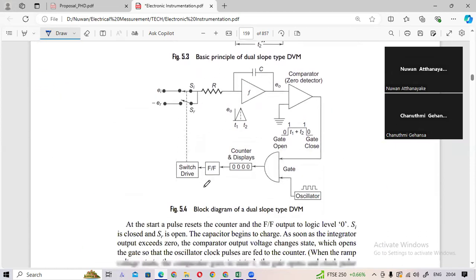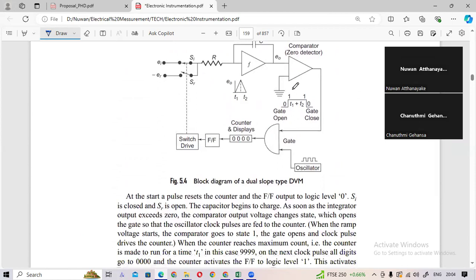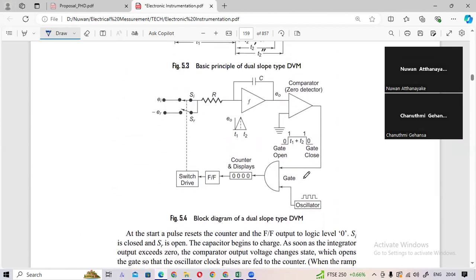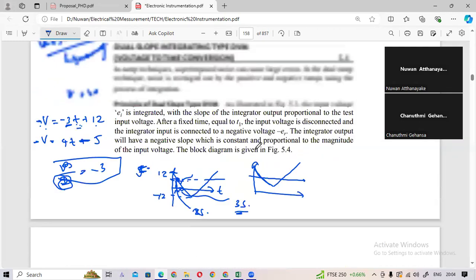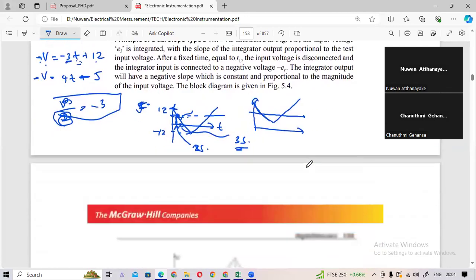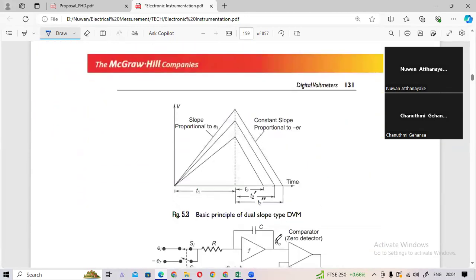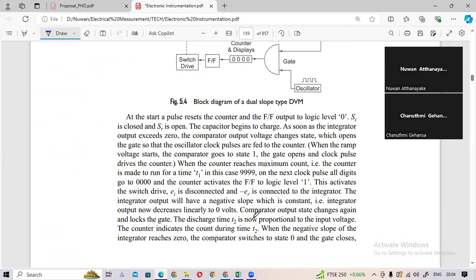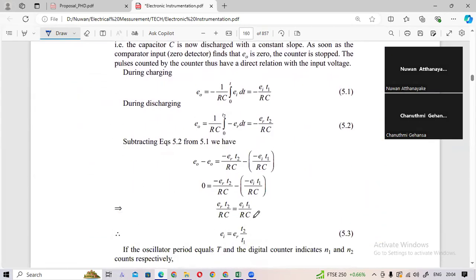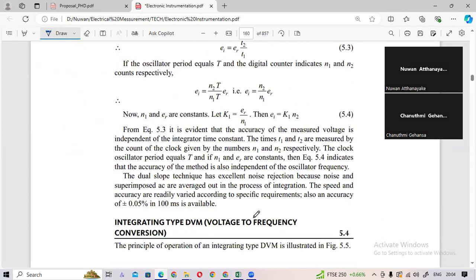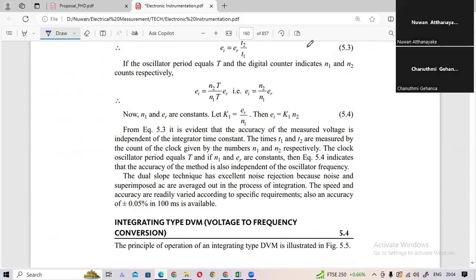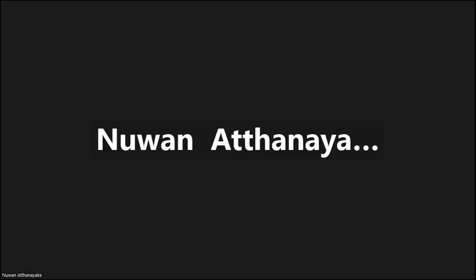So very easy. You no need to remember these DVM block diagrams. Anyway, the exam will be an open book one, so anyhow you no need to remember. That kind of question will come. I think that may be enough for DVM.